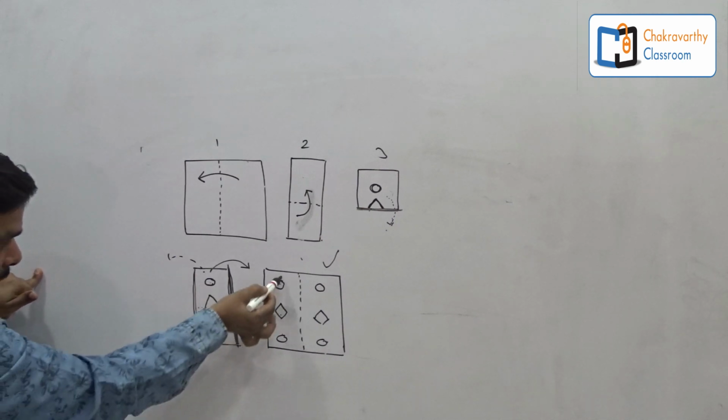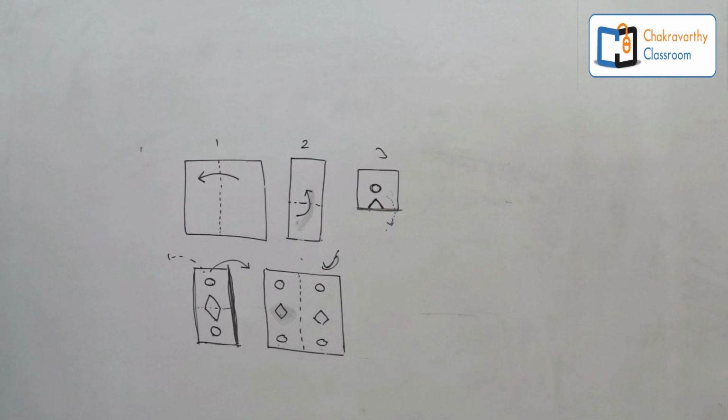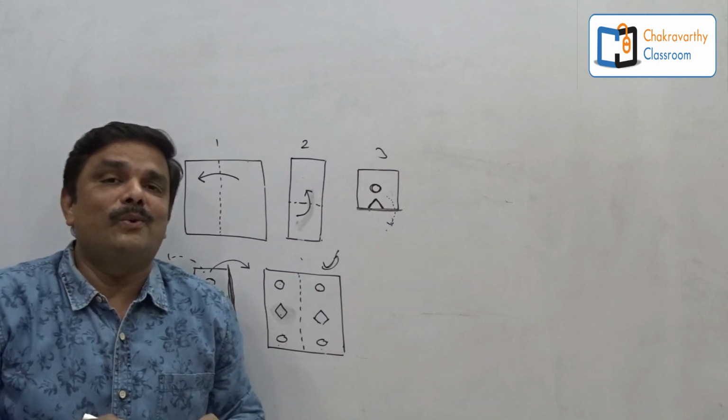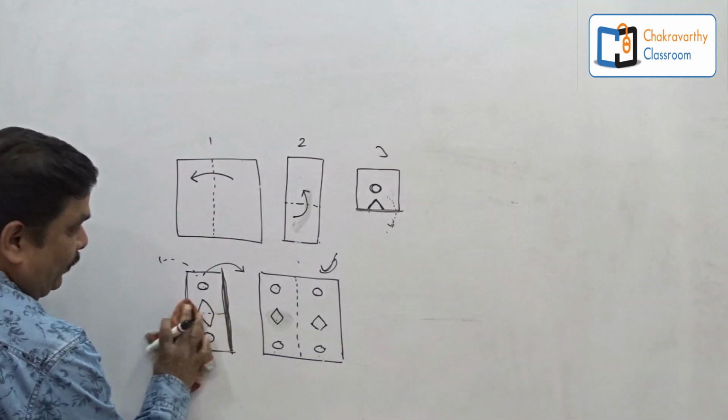Now this original will be maintained in this way, followed by the image, this and this. It's going to be your final answer. In this way you have to go further. Now consider one more example, students, one more example.